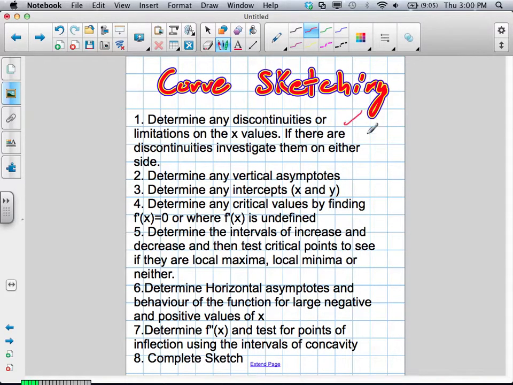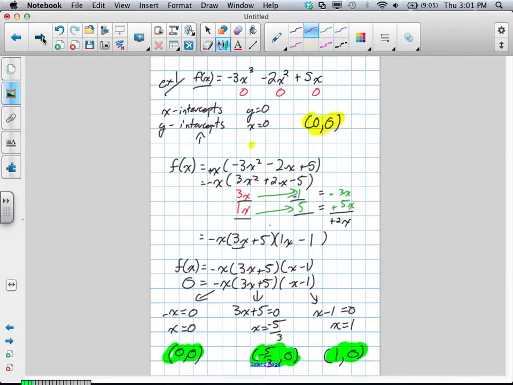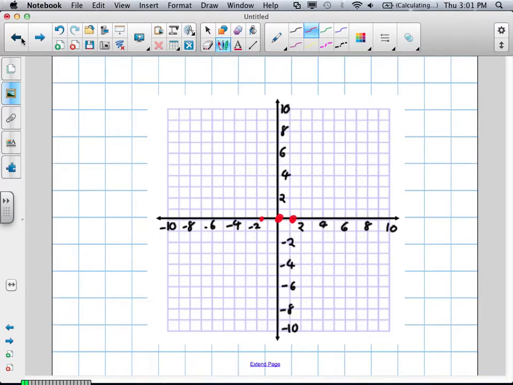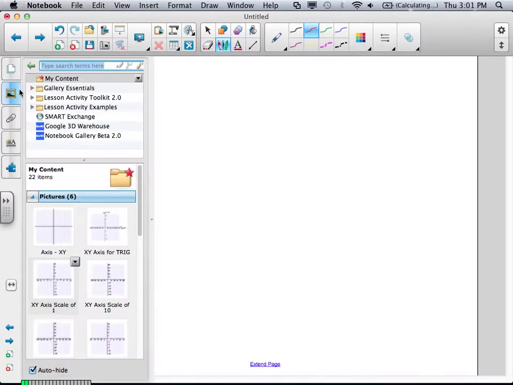So we've checked for 1, checked for 2, finished 3. Determine any critical values by finding f prime x, or where f of x is undefined. Again, we're not going to have any undefined values here. So what we're going to be looking for is when our slopes are 0, the critical values. So let's go over again.